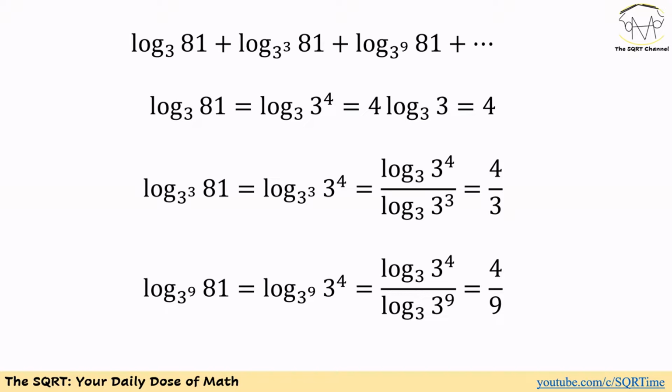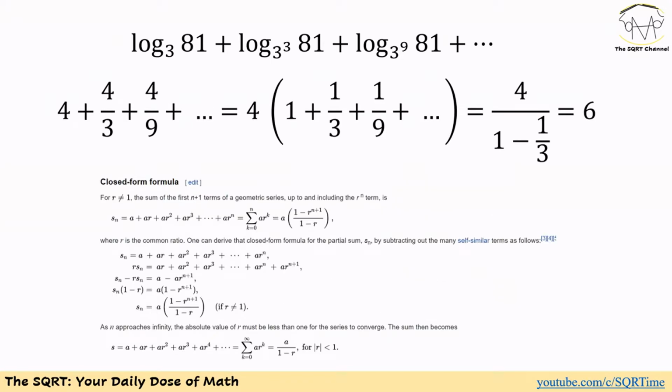Now let's review what we have in the next part of the video. Basically what we have is 4 plus 4 over 3 plus 4 over 9 plus so on and so forth. Let's factor out 4 first, and then we will have 4 times 1 plus 1 over 3 plus 1 over 9 plus and so on and so forth, which is a geometric series. We can write it as 4 over 1 minus 1 over 3, which is 6.